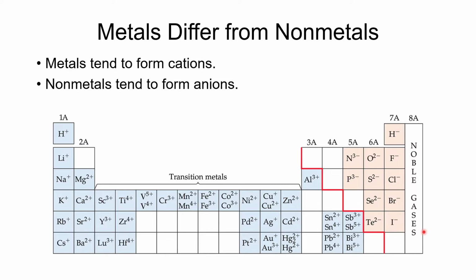Noble gases tend not to form ions at all. Metalloids also tend not to form ions. They tend to form molecular compounds, so we'll see covalent bonds with most metalloids. You'll also see beryllium here. Beryllium's just not very good at forming the +2 cation, so most of the time, it will form a covalent bond. And we'll talk about that a little bit later.